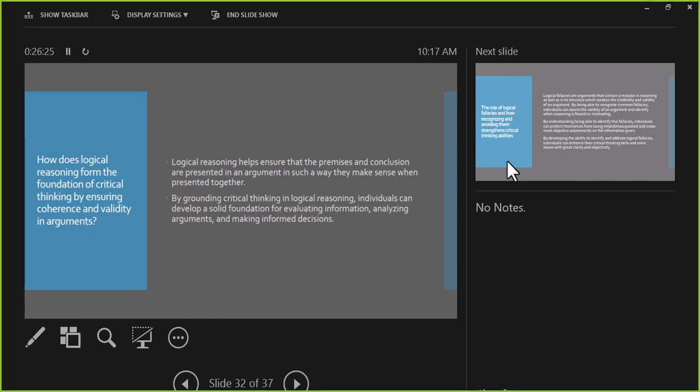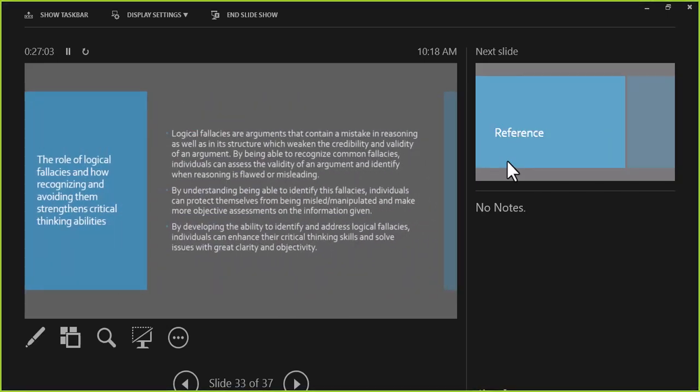Because we have already said, in order for a person to think critically, their ideas as well as information must be clear and concise, as well as presented in such a way that is relevant to the topic at hand. And logical reasoning helps us to assure this in an argument. By grounding critical thinking in logical reasoning, individuals can develop a solid foundation for evaluating information, analyzing arguments, as well as making informed decisions, since the arguments provided to us are accurate, precise, relevant, and acceptable to many individuals.